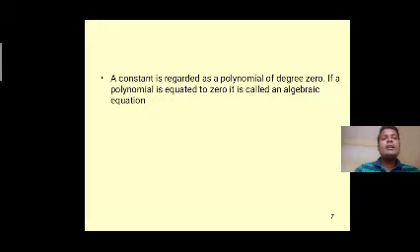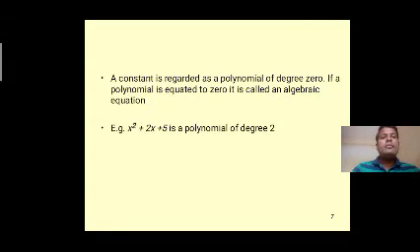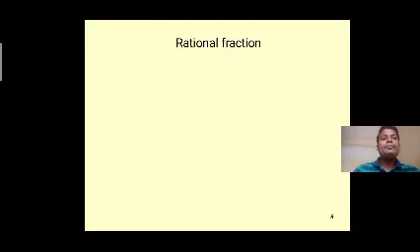Once again, you listen carefully. A constant is regarded as a polynomial of degree 0. If a polynomial is equated to 0, it is called an algebraic equation. For example, x square plus 2x plus 5 is a polynomial of degree 2. Here you observe, the power is 2, so the degree of the polynomial is 2.